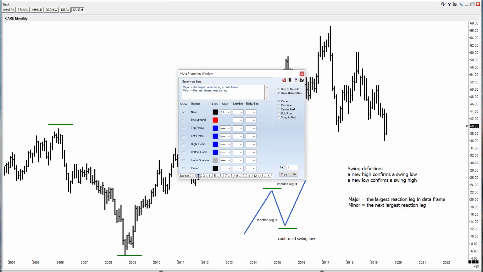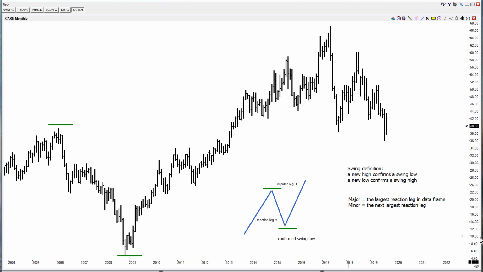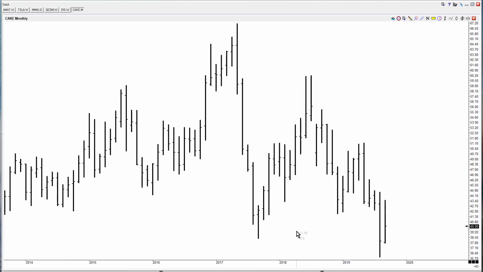That's going to be a simple definition as well. In this first part, we're only going to concern ourselves with the major. In the second part, we'll talk about the role of the minor. The major swing is going to be the largest reaction leg in your data frame, however many bars you're looking at. If this is the frame you're looking at, it really doesn't matter. The definitions will apply. Then you'll see there's a swing, there's a swing, there's a reaction leg, there's an impulse leg, and that's my biggest reaction leg in that frame.